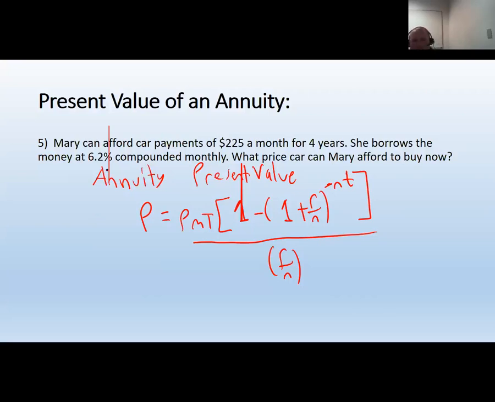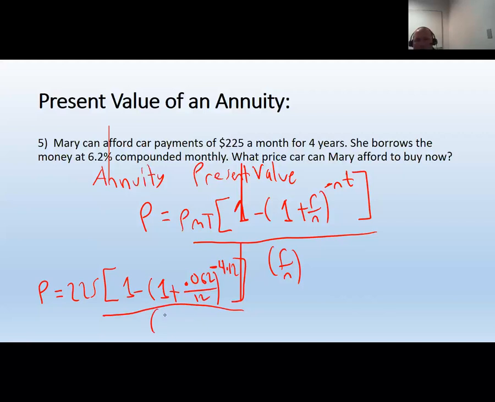All right, so what we know on this problem is we don't know the P. That's the present value, which is how much is being borrowed now by Mary. So P equals the payment, which is $225 a month, times bracket 1 minus parentheses 1 plus R, the interest rate, 6.2% compounded monthly. As a decimal, that's 0.062, but it's compounded monthly, so we put that over 12. And then raise this to the negative 4 times 12 power, because monthly means N is 12, and T is 4 years. Then we close the bracket off and put this over R, which is 0.062, over N, which is the 12 months. And we just have to put this into the calculator and see what we get.